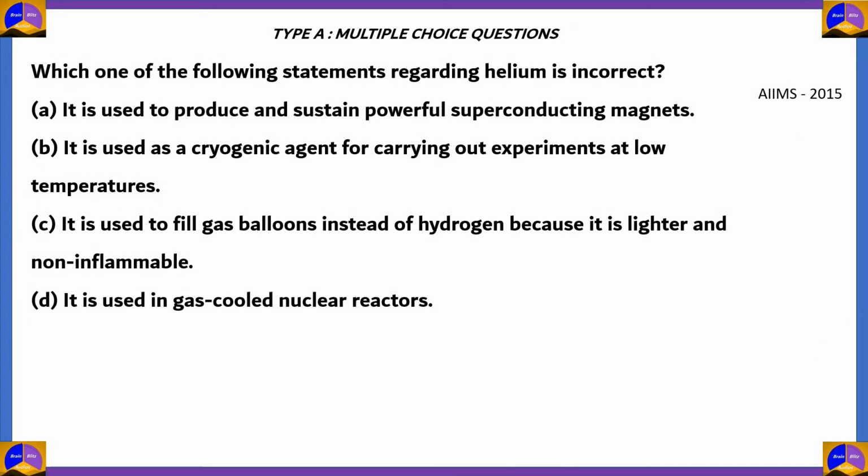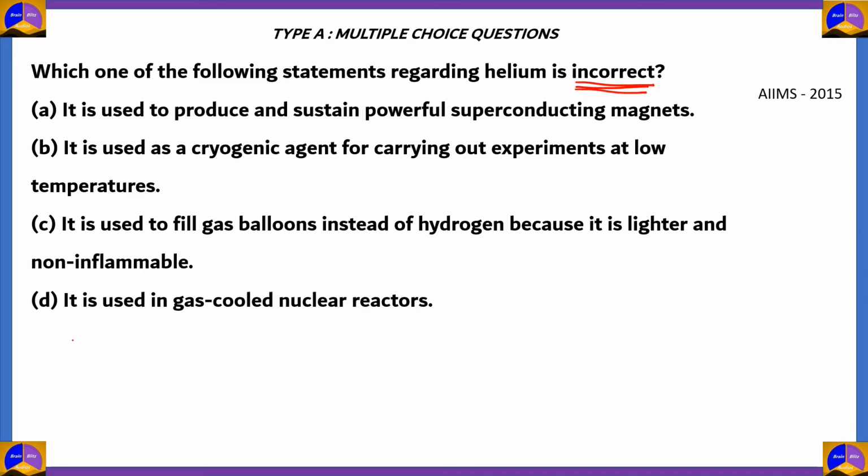Now, let's look at the following statements regarding helium and find out which of these is incorrect. Look at the question. It's asking us to find out the incorrect option. Statement A, it is used to produce and sustain powerful superconducting magnets. Statement B, it's used as a cryogenic agent for carrying out experiments at low temperatures. Statement C, it is used to fill gas balloons instead of hydrogen because it's lighter and non-inflammable. Statement D, it's used in gas-cooled nuclear reactors.